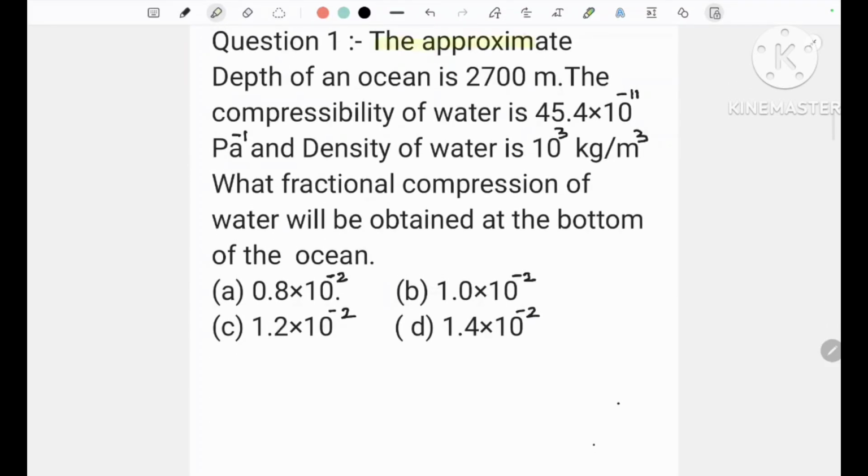The approximate depth of an ocean is 2700 meter. The compressibility of water is 45.4 into 10 to the power minus 11 per Pascal, and density of water is 10 to the power 3 kg per meter cube. What fractional compression of water will be obtained at the bottom of the ocean?